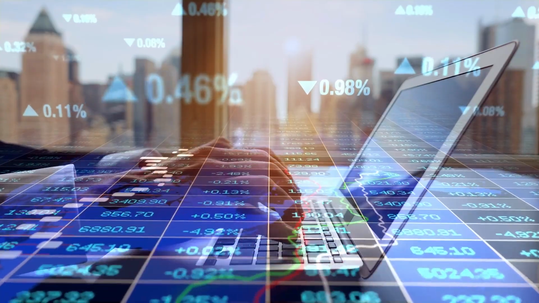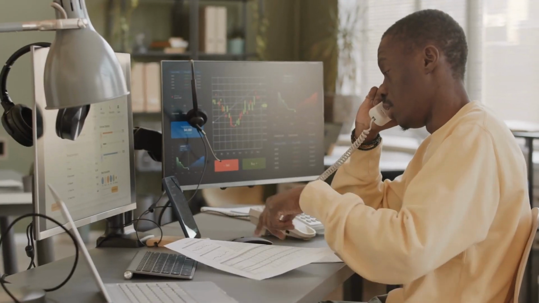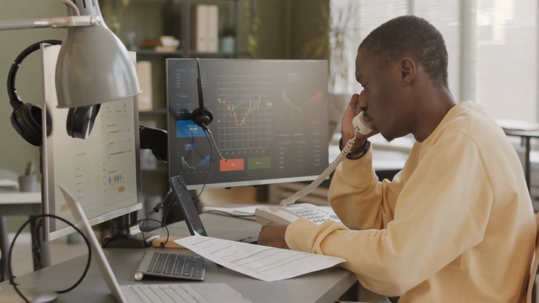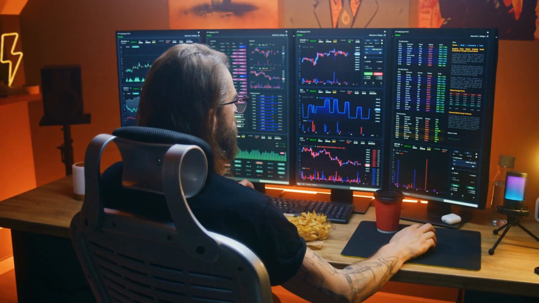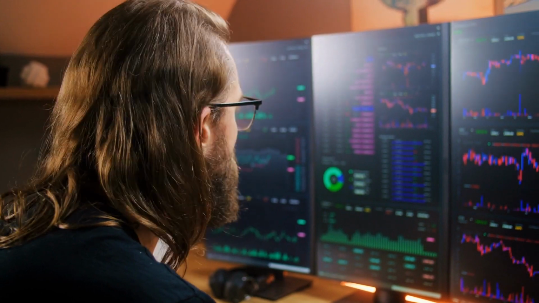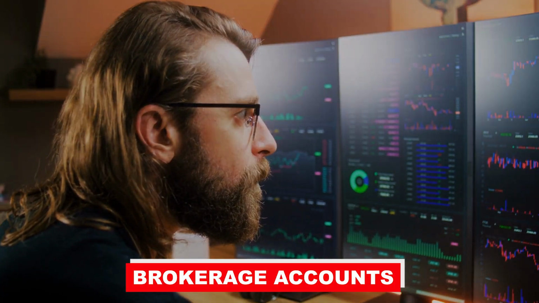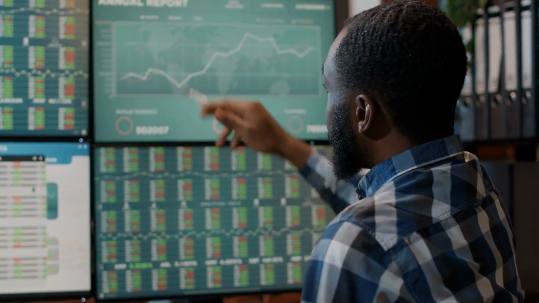Accessibility. Mutual funds are typically purchased through fund companies or investment platforms, requiring a direct relationship with the fund provider. ETFs are traded on stock exchanges, making them easily accessible through brokerage accounts. Investors can buy and sell ETFs just like individual stocks.